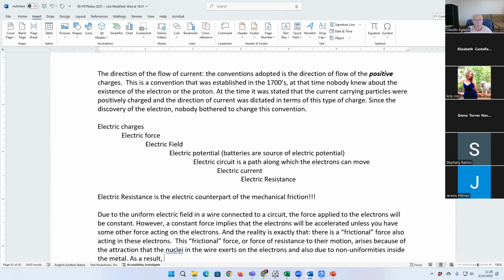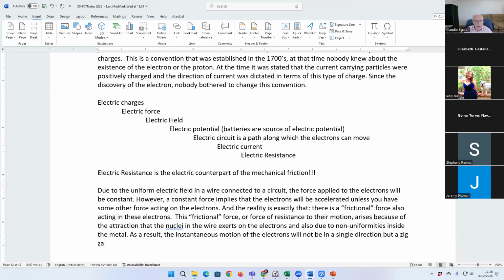As a result, the instantaneous motion of the electrons will not be in a single direction, but a zigzag path that, on average, ends up being towards the positive polarity of the battery.